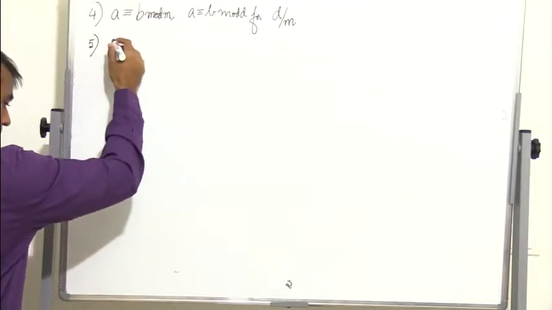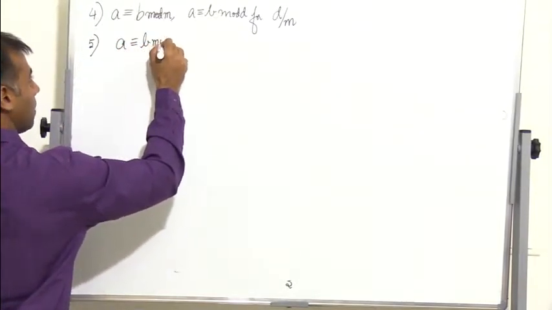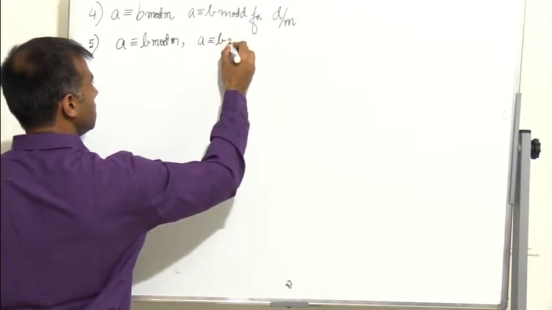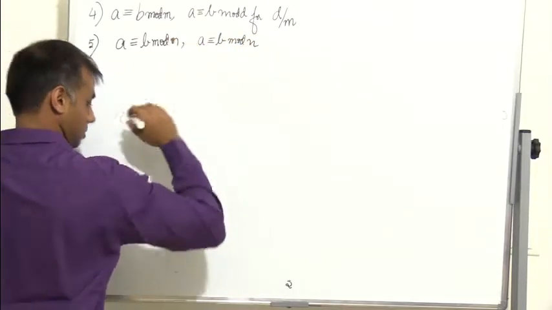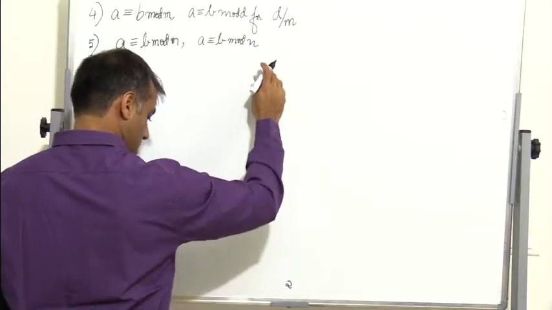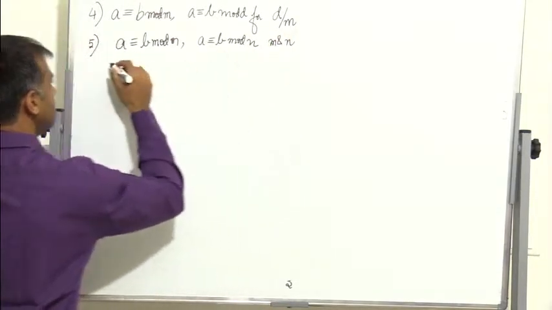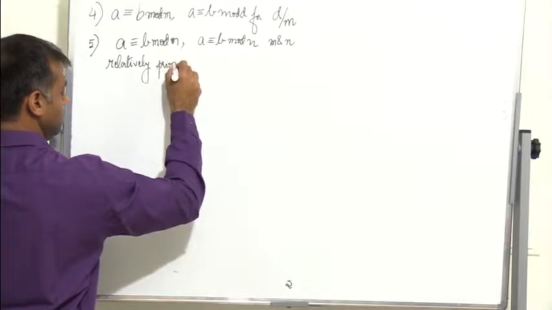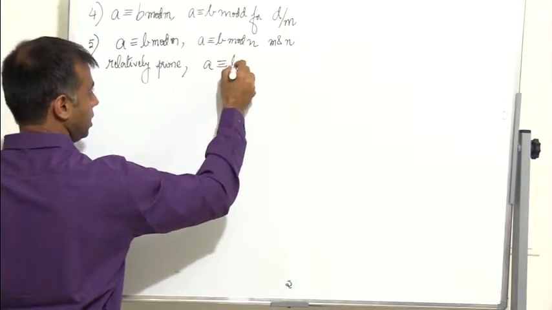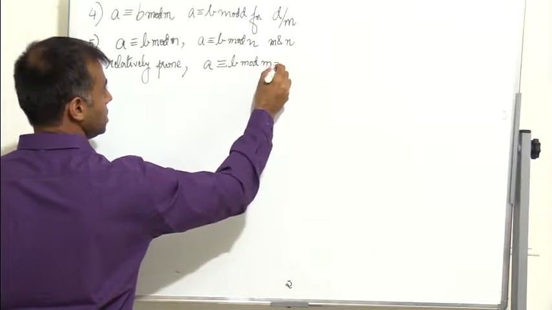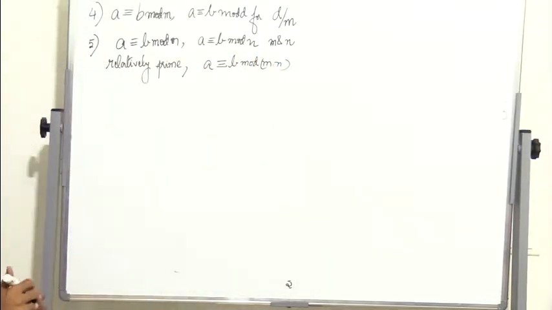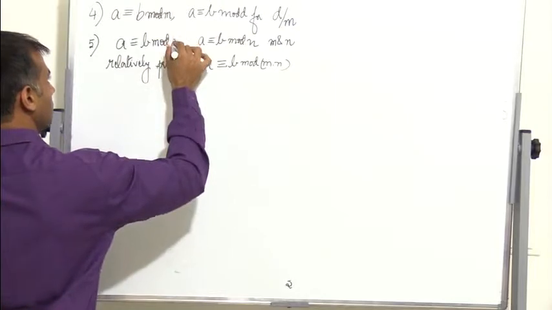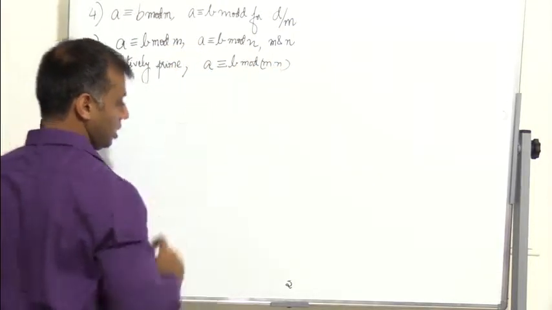Let's take the fifth property. If A is congruent to B mod M and A is congruent to B mod N and M and N are relatively prime, then A is definitely congruent to B mod M into N. So I have A congruent to B mod M, A congruent to B mod N, and if M and N are relatively prime.